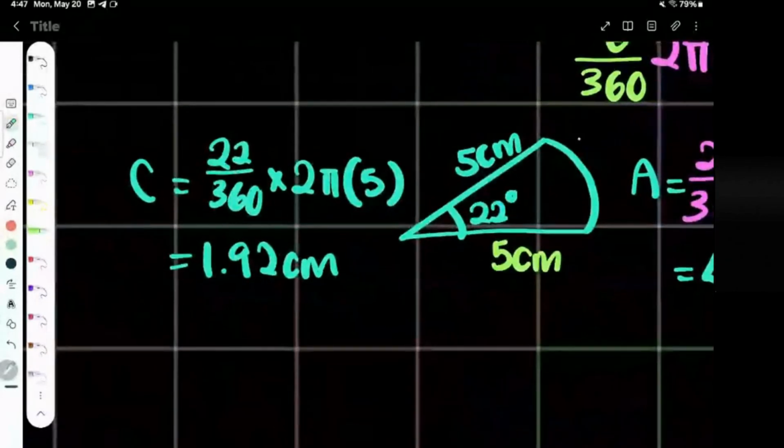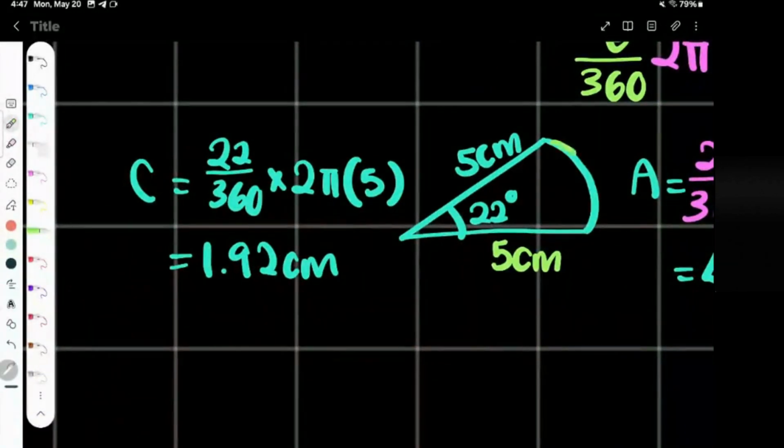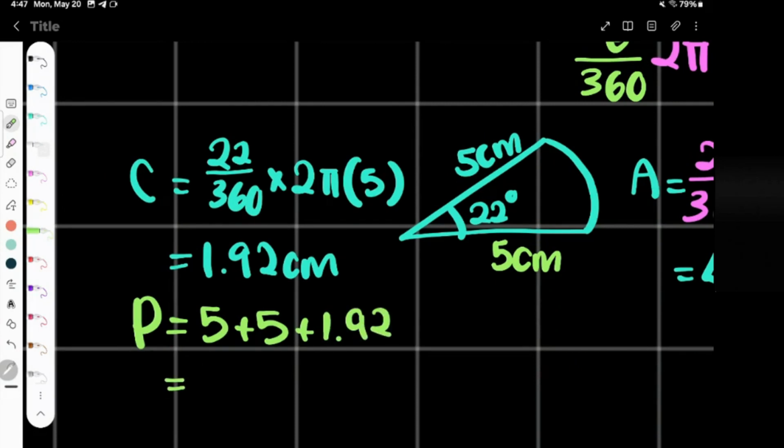But you understand, right? It is 1.92. So let's calculate the perimeter. For the perimeter, you just have to add all these values. So the perimeter would be 5 plus 5 plus 1.92, which is 11.92 centimeters. Very simple.